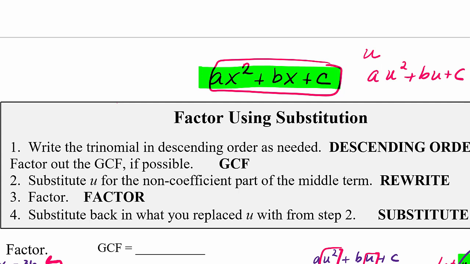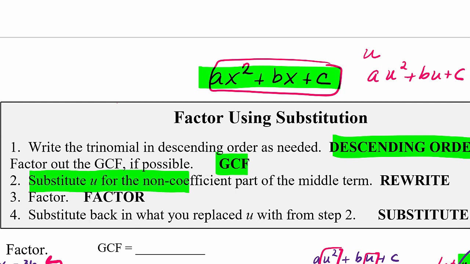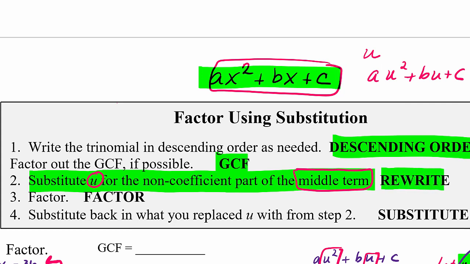And so let me remind you of the steps. The steps that we're going to use in this method are: we are going to write the trinomial in descending order as needed, descending powers. We're going to factor out the GCF, and then we're going to substitute u for the non-coefficient part of the middle term. So that's the key. The middle term of the original polynomial is going to determine what u is, and we're not going to use the coefficient, just the variable part. So we're going to rewrite our original in terms of u and get it looking like that au squared plus bu plus c. Then we're going to factor, and the last step is that we substitute back in to get our answer back in the original variable that we started out with.